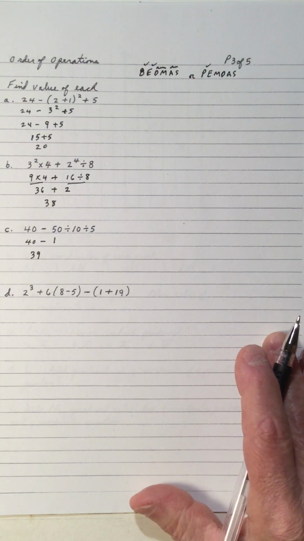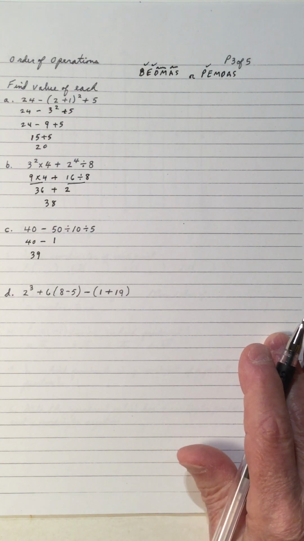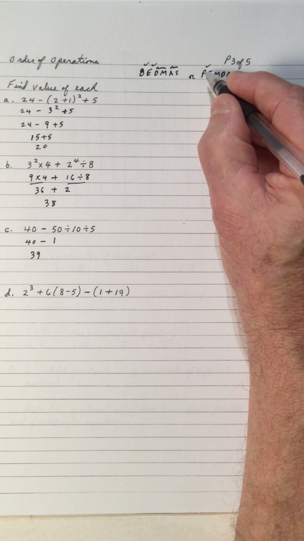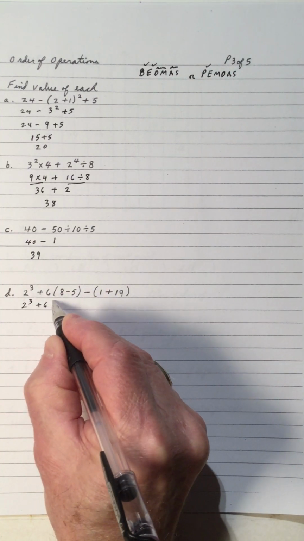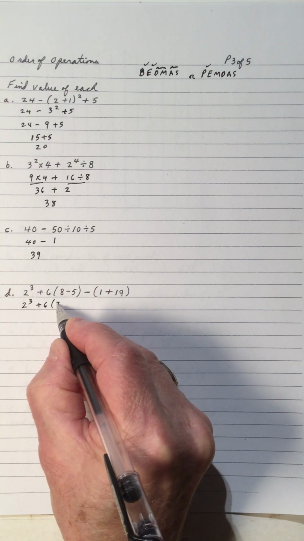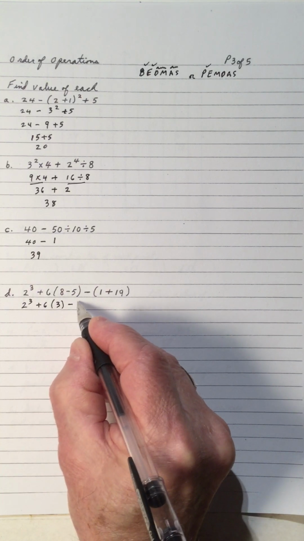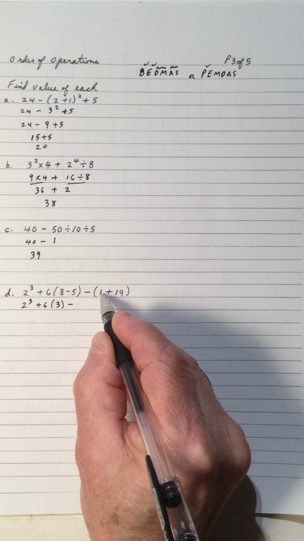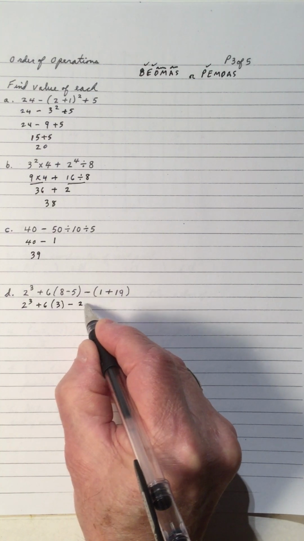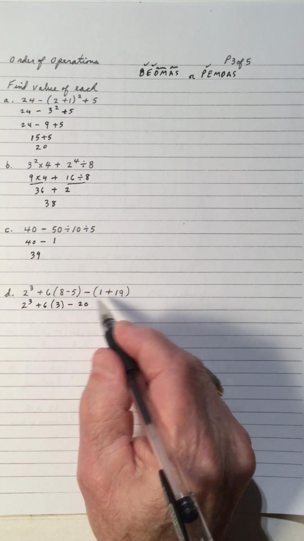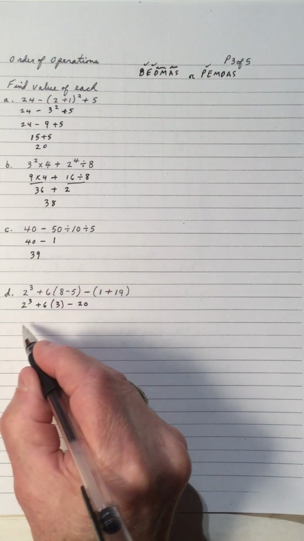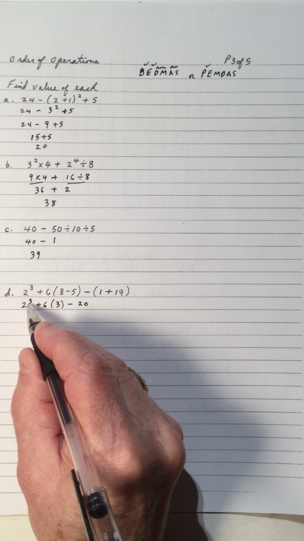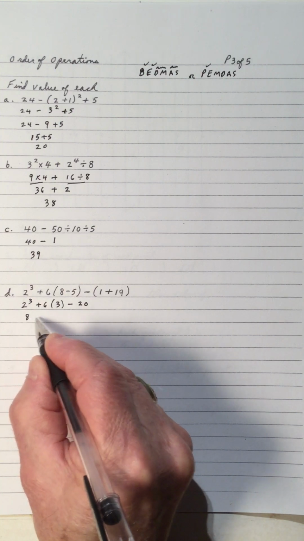And we have another one, a little bit more in this one, so let's see. We have to do parentheses or brackets first. So we leave the 2 cubed. We leave the 6. 8 minus 5 is 3. And 1 plus 19 is 20. So I did the inside of the brackets first. Now I have to do the exponents next. So 2 cubed is 2 times 2 is 4, times 2 is 8.